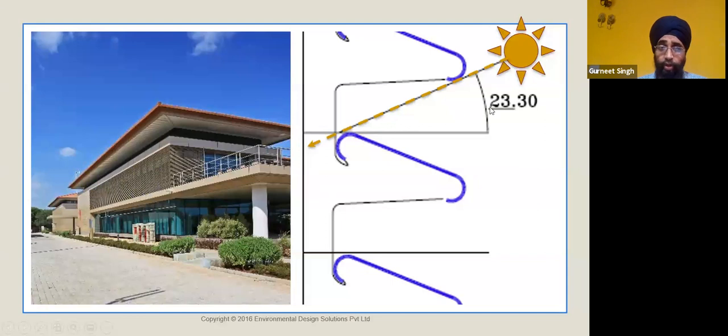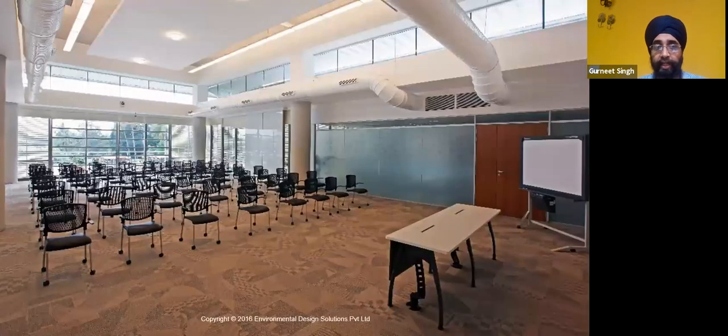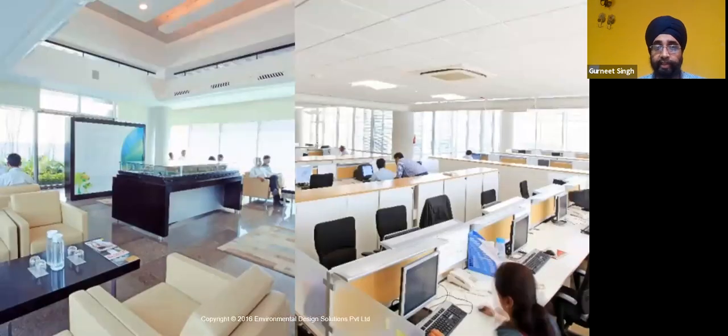So they don't block the view, but they cut the low angle sun, right? So any sun above 23 degrees was blocked with this. So this is again a kind of a thing where you are not doing heavy shading, but these are a kind of perforated shade. And this is again an internal view of the Suzlon building. I can see very well daylight. These are the office spaces, and you can actually see the louvers over here.